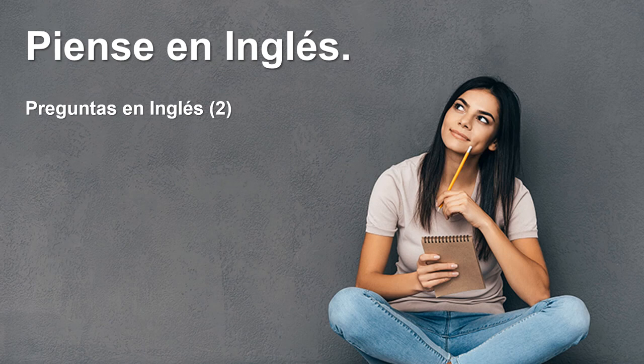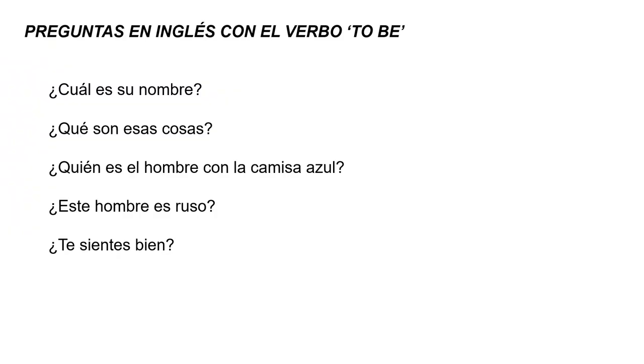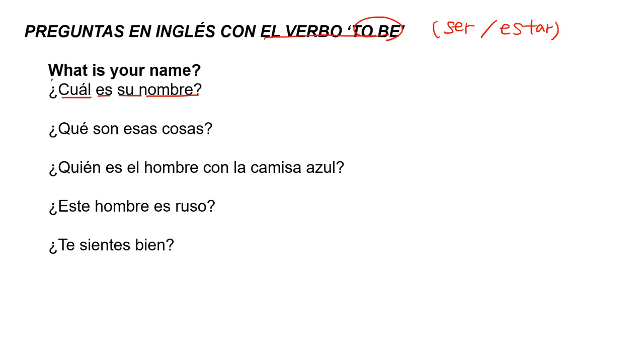Today we are studying Preguntas en inglés parte 2. Preguntas en inglés con el verbo to be. El verbo to be. To be is ser or estar. Ser o estar. ¿Cuál es su nombre? What is your name? ¿Cuál es su nombre? What is your name?